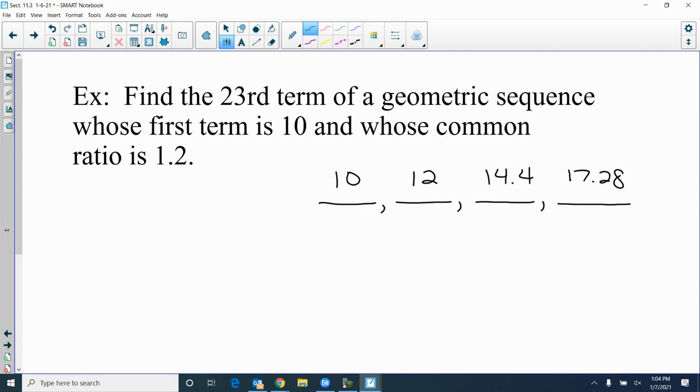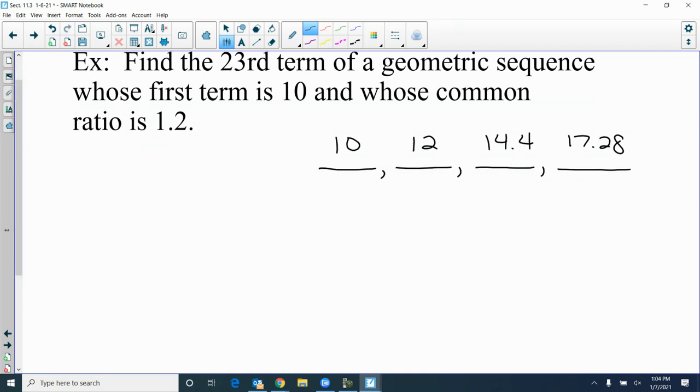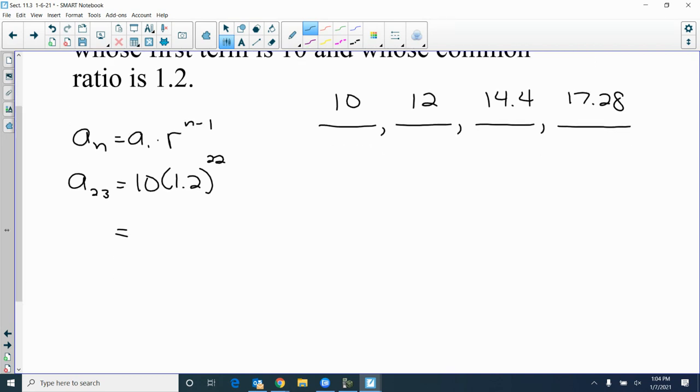All right, to find the 23rd term, we want to use that A sub n equals A sub 1 times r to the n minus 1. N is 23. My first term is 10. R is the 1.2. 23 minus 1 is 22. All right, what do we end up with? Zachary, let me know. Round it to 3 decimal places because it's pretty lengthy. When you get it, Zachary.